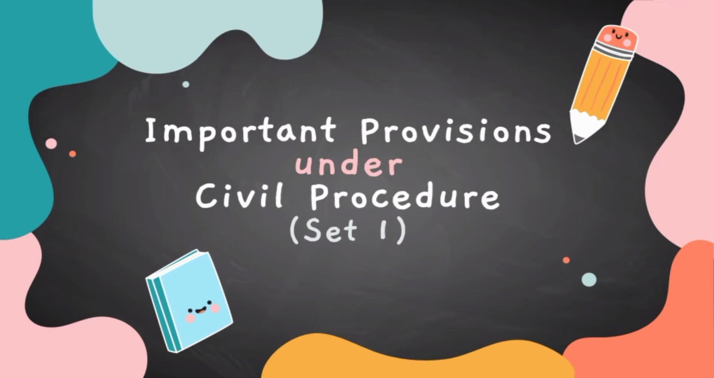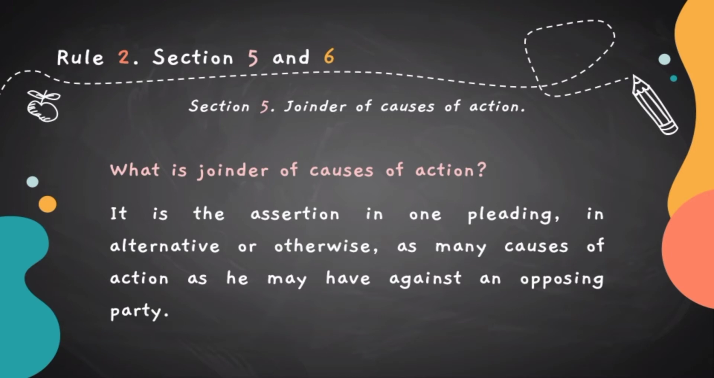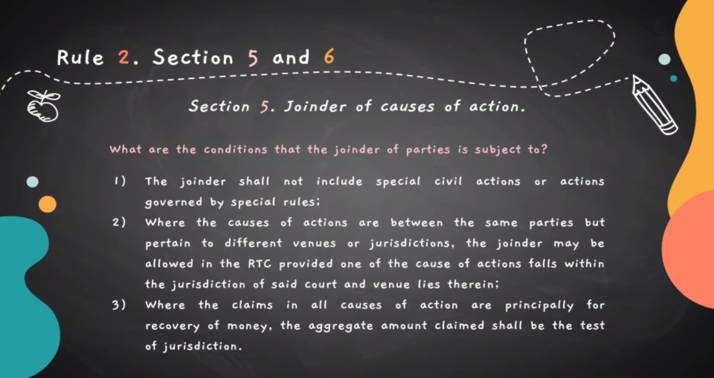Important provisions under civil procedure. Rule 2, Sections 5 and 6. What is joinder of causes of action? It is the assertion in one pleading, in the alternative or otherwise, of as many causes of action as he may have against an opposing party. What are the conditions that the joinder of parties is subject to?